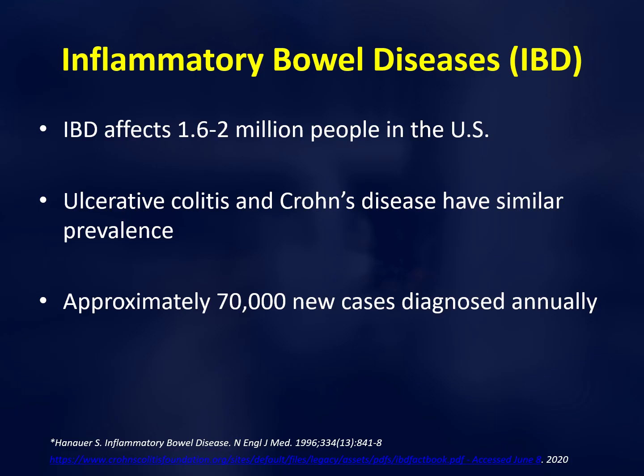Inflammatory bowel diseases affect between 1.6 to 2 million people in the US. This was noted in a survey published in the New England Journal of Medicine in 1996. Ulcerative colitis and Crohn's disease have similar prevalence, and approximately 70,000 new cases of either ulcerative colitis or Crohn's disease are diagnosed annually in the United States.